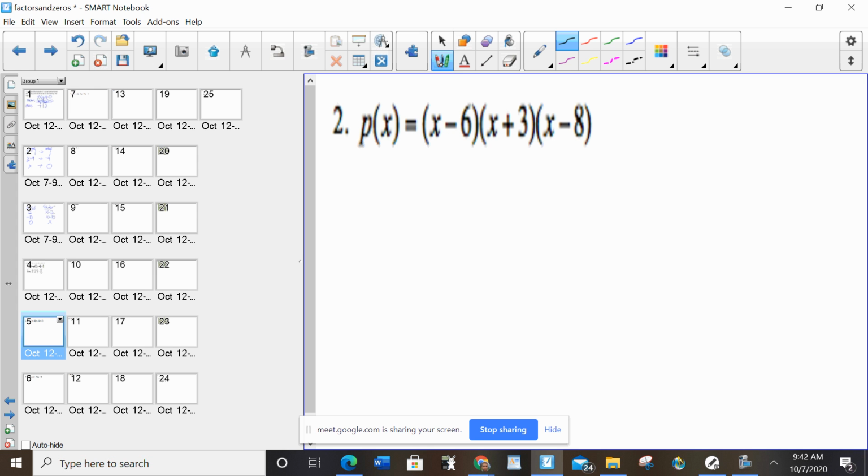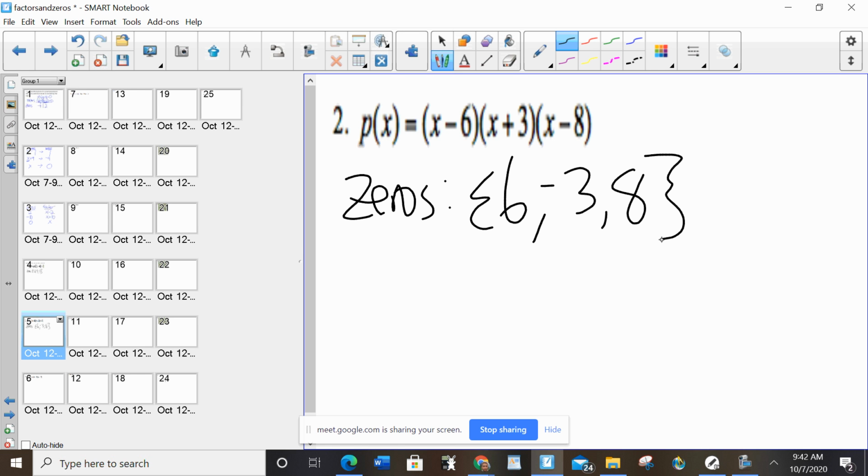Number 2, my zeros. If x minus 6 is a factor, then 6 is a 0, -3, +8. You're just changing the sign of the factors. Understand that zeros don't have x's, factors do.